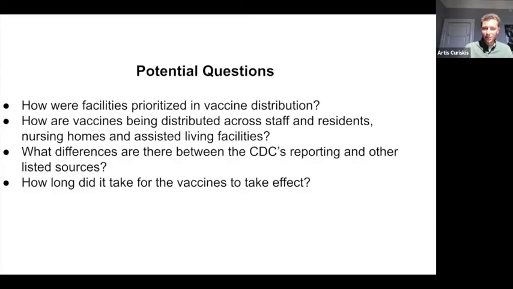So potential questions to leave you with are: which facilities were prioritized, how is it being distributed across staff and residents or facility type, what are the differences between CDC's reporting at the state level, and then the question of how long did it take vaccines to take effect. And as we've said, we're viewing it right now in our data, but there's always more analysis needed.